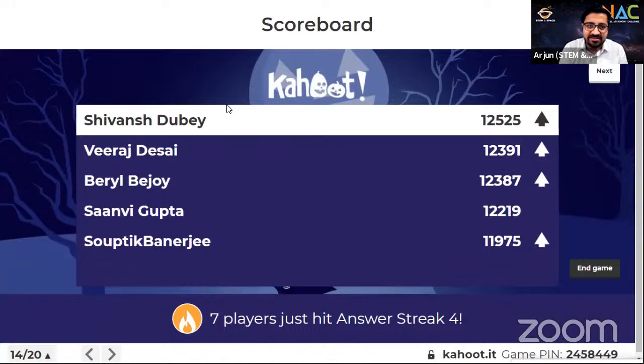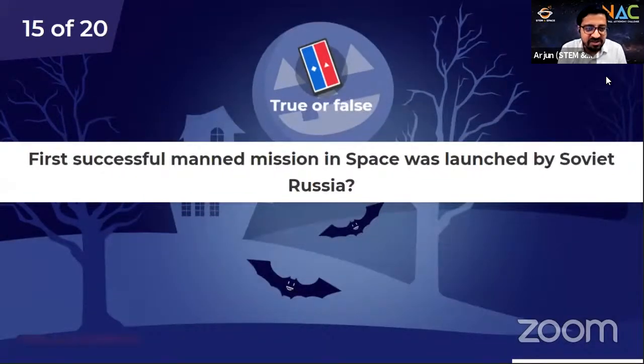And wow, Sanvi finally left the top spot, which is now claimed by Shivansh, followed by Viraj. Then we have Beryl, Sanvi, and Soptik completing the top five, and seven players just hit an answer streak of four. That's amazing, students. So with this, let's take a look at question number 15.